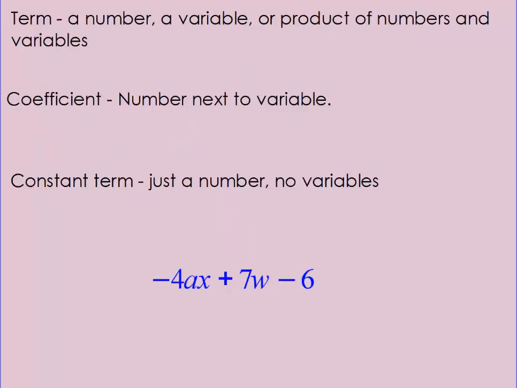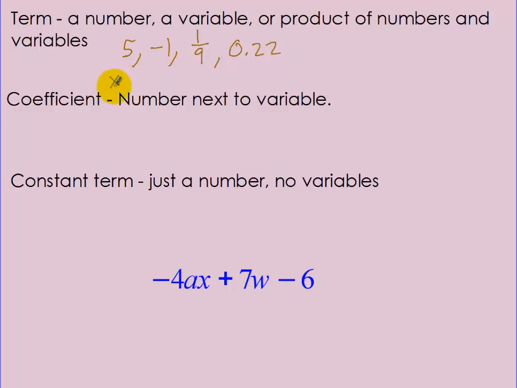All right, some more vocabulary. Write this down. A term is a number, variable, or product of numbers and variables. So it could be a number, like 5, negative 1, 1/9, or 22 hundredths. You can write it like that. These are all numbers. These could be terms.